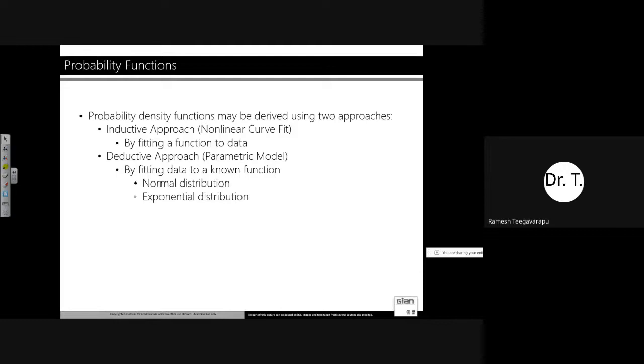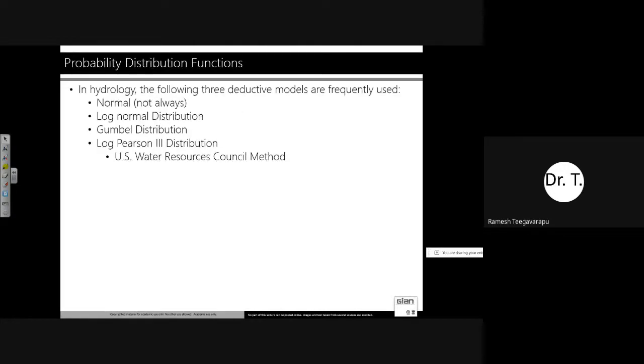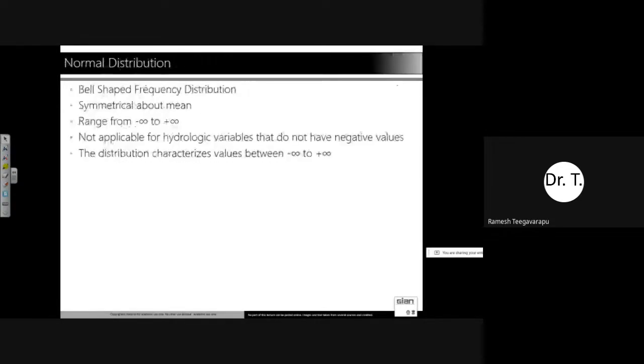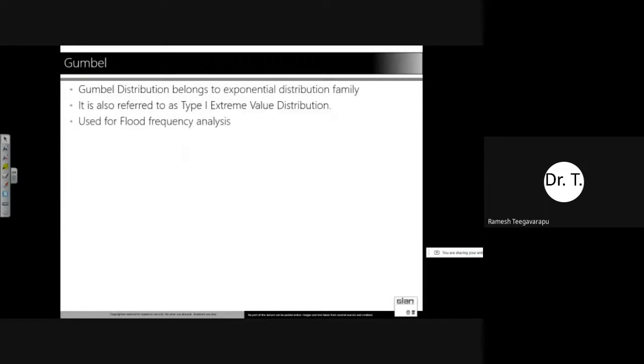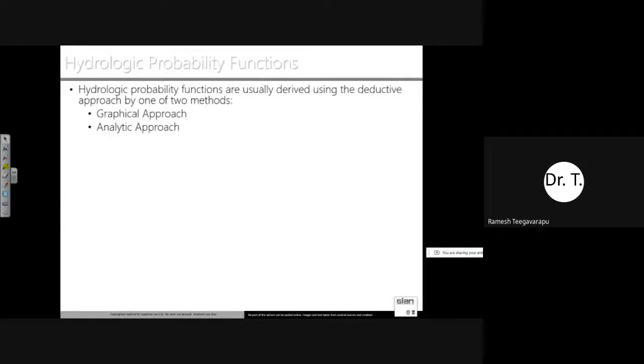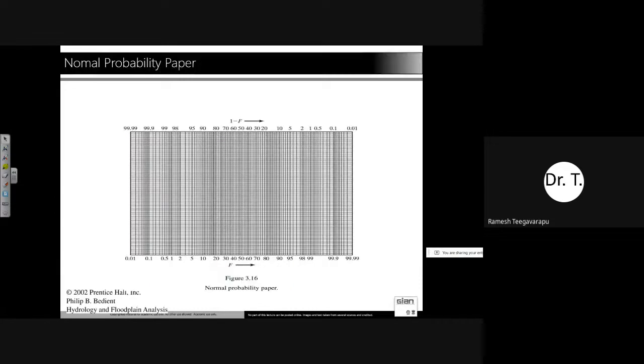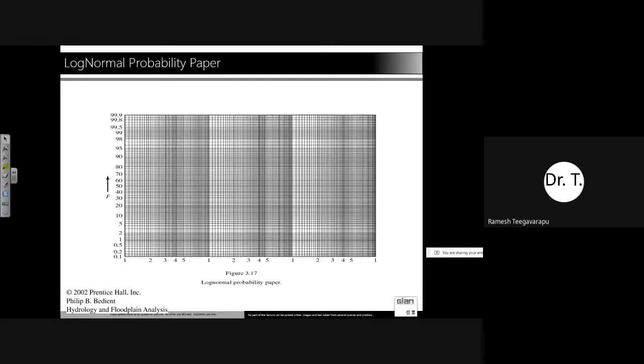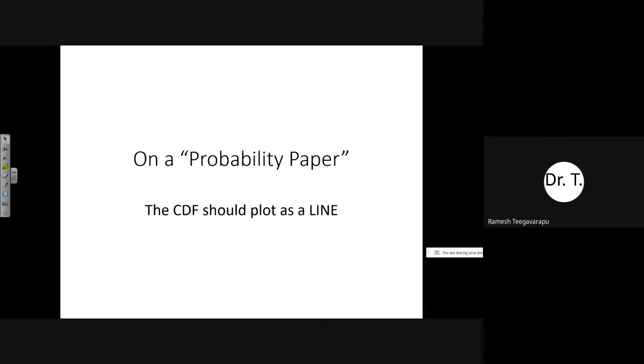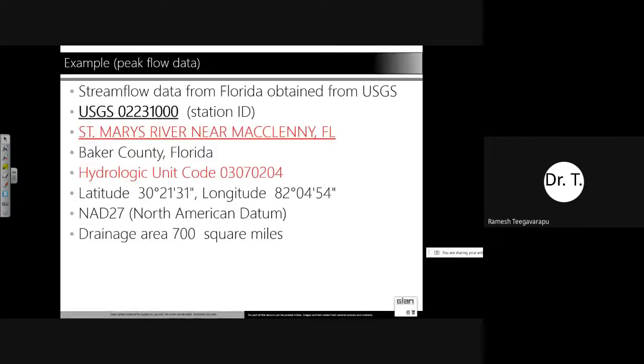So we can check probability functions, distribution functions, and how they fit very well. For example, I already discussed, we have three to four distribution methods which are common: log normal, Gumbel, log Pearson, and we can check how well they are doing by probability plots. We can develop probability plots for each of these distributions and see if they fall on the straight line. This is an example of a normal probability plot paper, log normal probability paper. And then on a probability paper, the CDF should plot as a line.